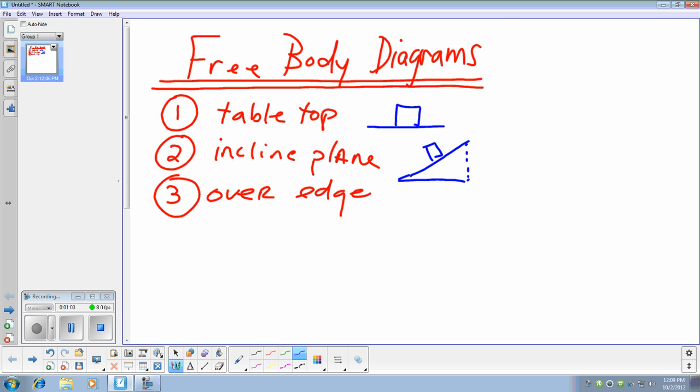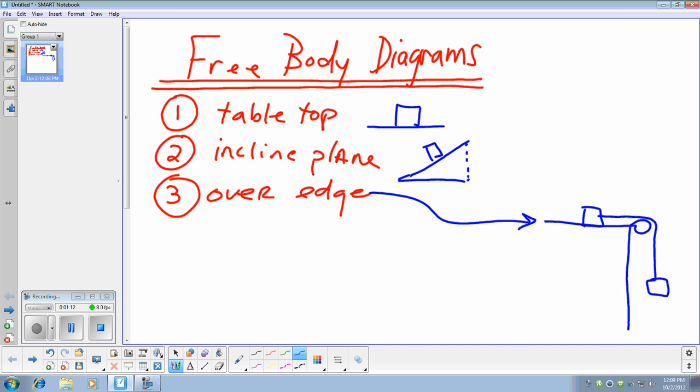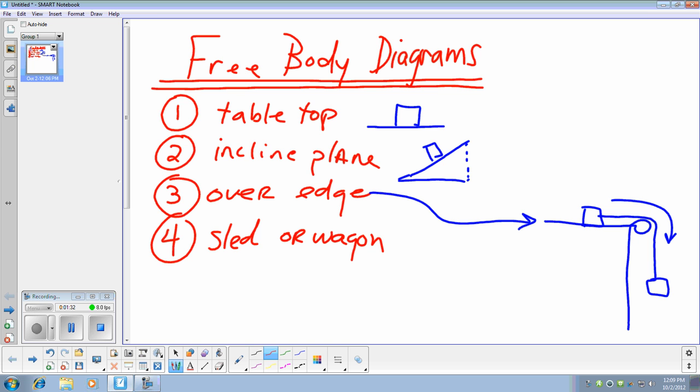Over the edge problems are going to be your problems where maybe you've got an object that's connected to a pulley, and that pulley has a weight connected to it and is pulling this object down and in this direction. Next example would be like sled or wagon problems. And for our sled and wagon problems, what we're going to see is an object that is pulled.